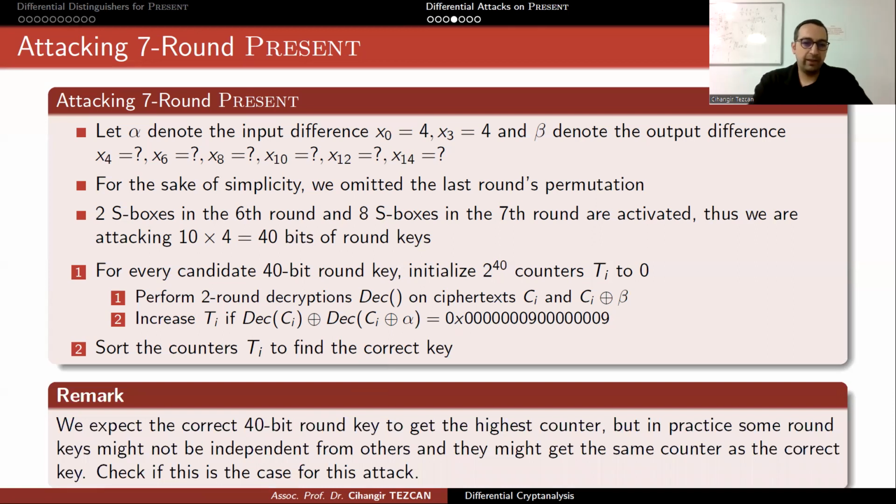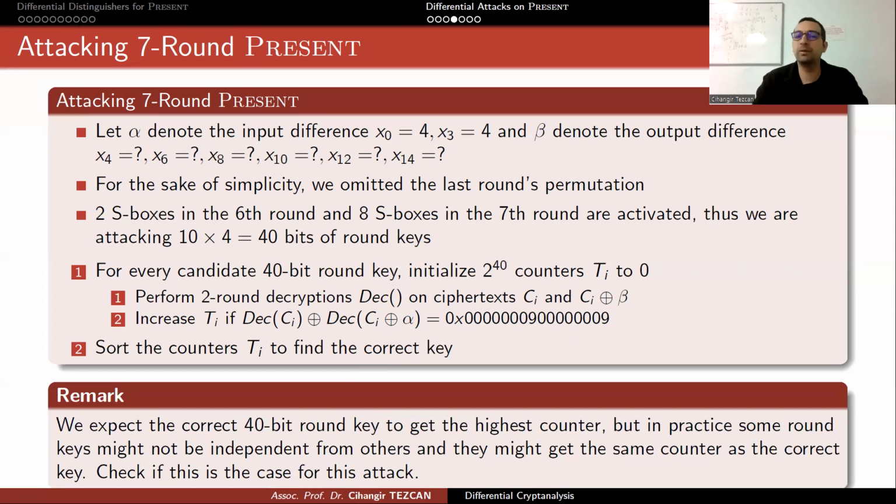But here's the remark. We expect the correct 40-bit round key to get the highest counter. But in practice, some round keys might not be independent from others, and they might get the same counter as the correct key. So when you perform this experiment, check if this is the case. But since I'm saying this, you can get the idea that this will be the case, okay? This is also important to show why experiments are really important for cryptanalysis.